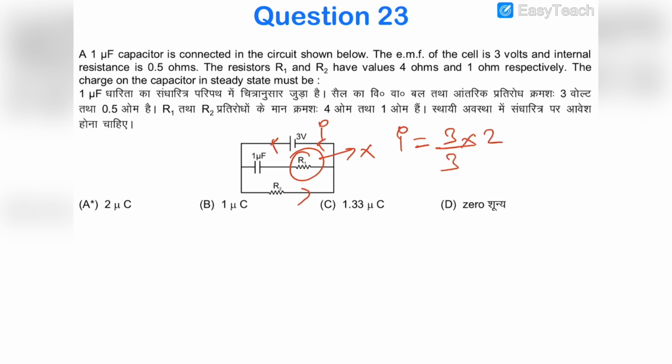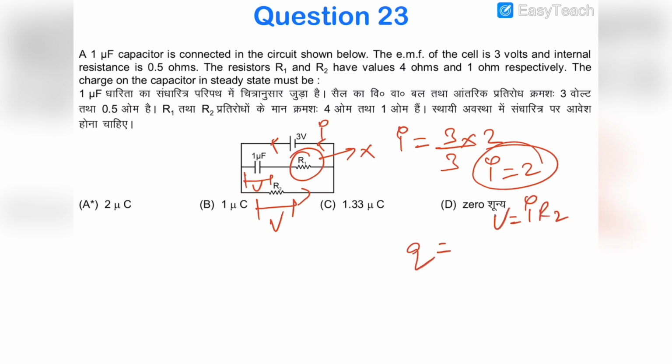1 plus 0.5 is 1.5, so I is equal to 2 ampere, and the voltage V across this resistance will be the same as the voltage across the capacitor. So you can see that Q is equal to CV and V is equal to I R2. Now R2 is 1, so V is equal to 2 and Q is equal to 1 into 2. So the correct answer is 2. Now we move on to the next question.